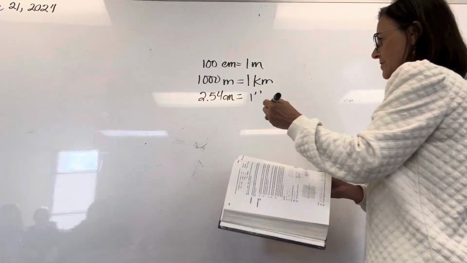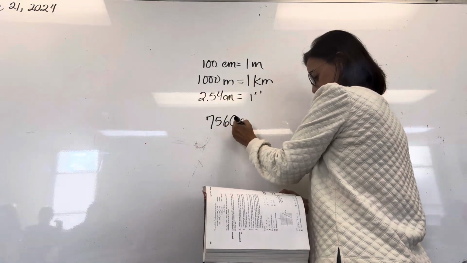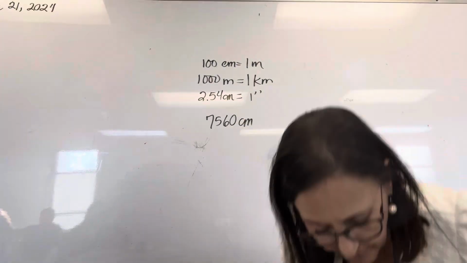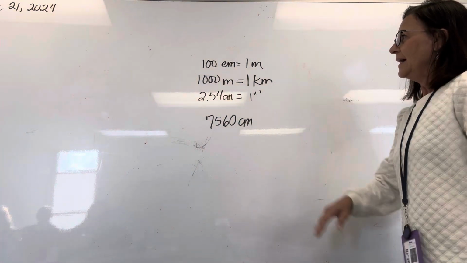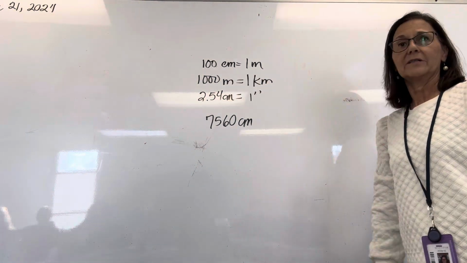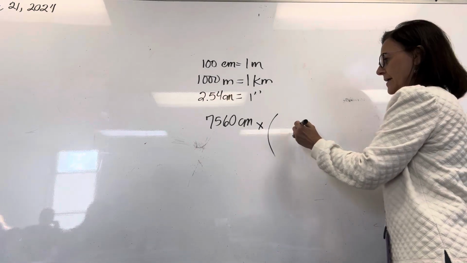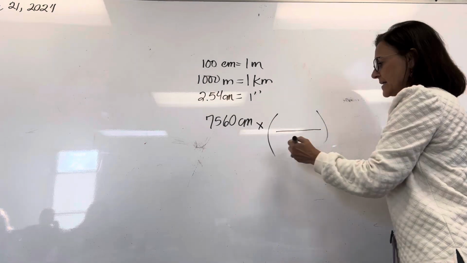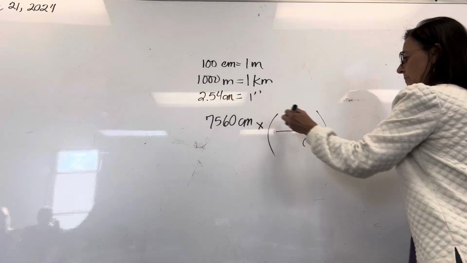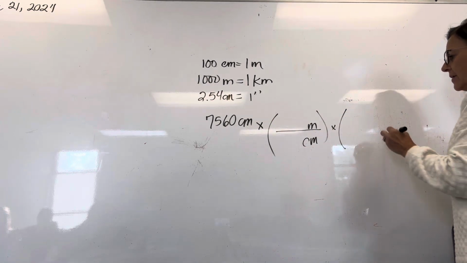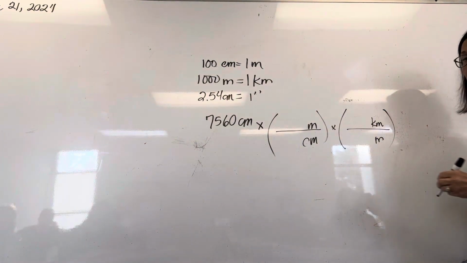Use unit multipliers to convert 7,560 centimeters to kilometers. Oh, and meters first. So we're first going to meters. In order to eliminate centimeters, it has to be in the denominator, and then we'll go to meters. I don't even have to do the little multiplication sign. Then we want meters in the denominator to get rid of meters, and kilometers in the numerator.